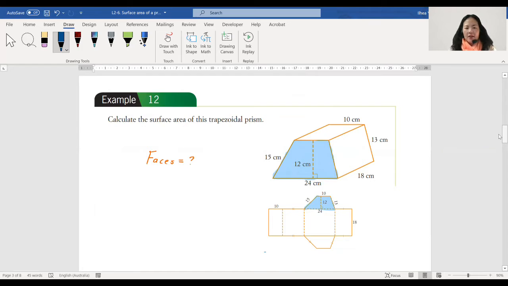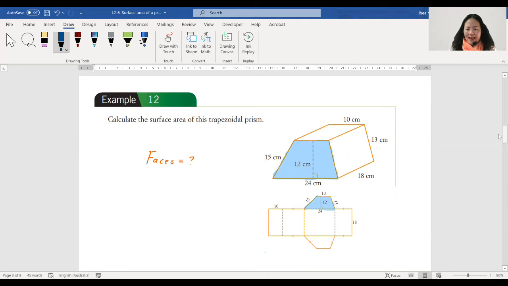Let's have a look at example 12. Now calculate the surface area of this trapezoidal prism, that's what we call it. Okay, that just means the front and the back, or the top and the bottom if you want, faces trapezium. Now how many faces does this trapezoidal prism have?